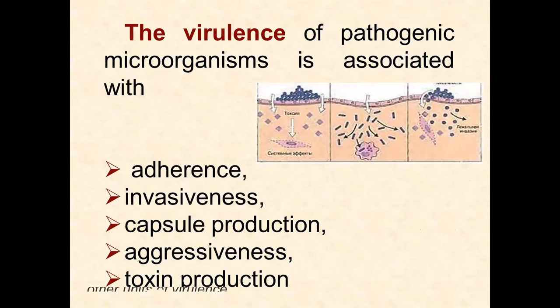The virulence of pathogenic bacteria is associated with their property for adherence, invasiveness, capsular production, which protects them from phagocytosis, their aggressiveness, so the ability to suppress the immunity, and toxin production. And these virulence factors may be present in bacteria in different combinations.